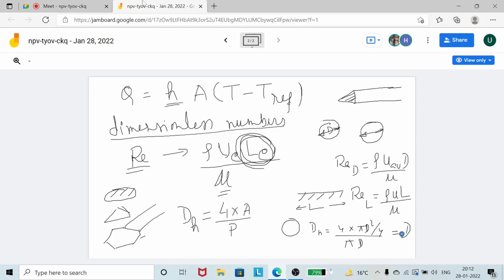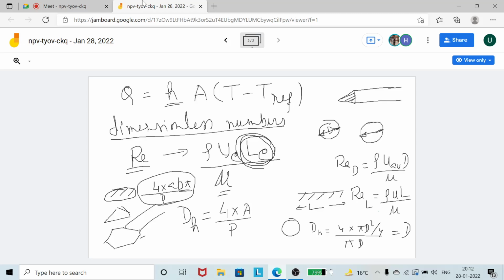For, say, an ellipse, the area is pi ab, and you have to calculate the perimeter. So based on this perimeter, you can find out the hydraulic diameter. So Reynolds number can be based on hydraulic diameter as the length, and some kind of velocity.